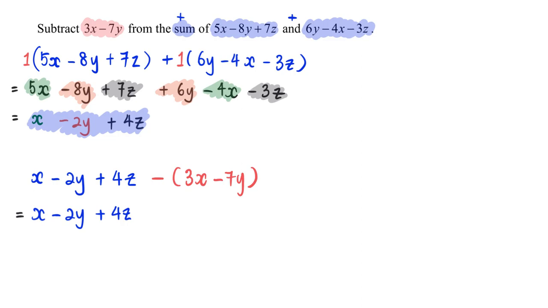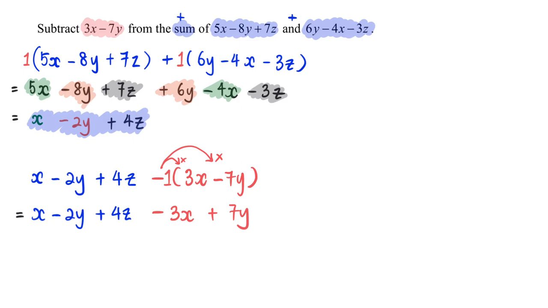Then this is minus, right? Minus how many group? One group. And therefore, negative 1 times 3x will be negative 3x. Negative 1 times negative 7y, positive 7y.